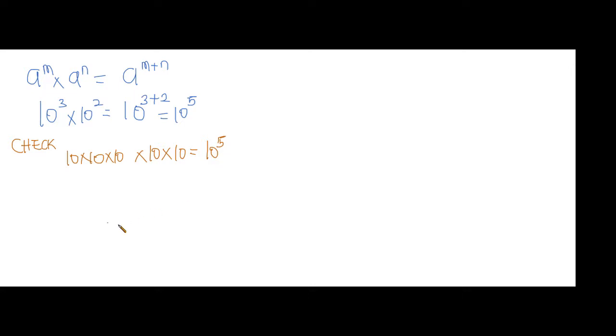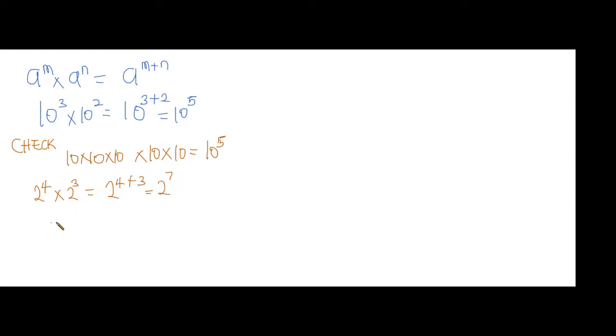Another example, still on the multiplication law, whereby we have 2 raised to power of 4 multiplied by 2 raised to power of 3, and following the format of the law, we're going to have 2 raised to power of 4 plus 3, and this is 2 raised to power of 7.